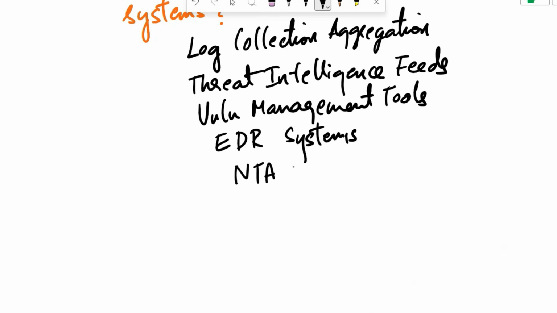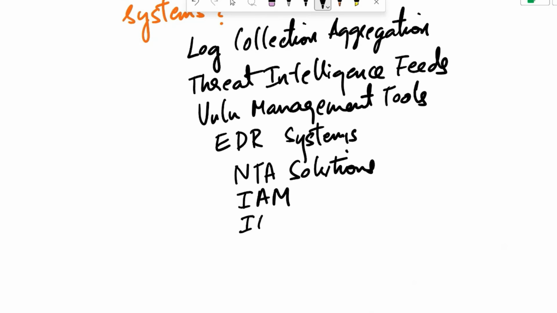Next is NTA solutions, that is network traffic analysis solutions. NTA tools monitor network traffic for suspicious behaviors. Integrating with a SIM allows for the correlation of network anomalies with broader security context, helping to detect advanced threats. Next is IAM systems, that is identity and access management systems. Integrating with IAM systems provides insights into user authentication, access requests, and role changes. This enhances user behavior analysis and helps detect unauthorized access.